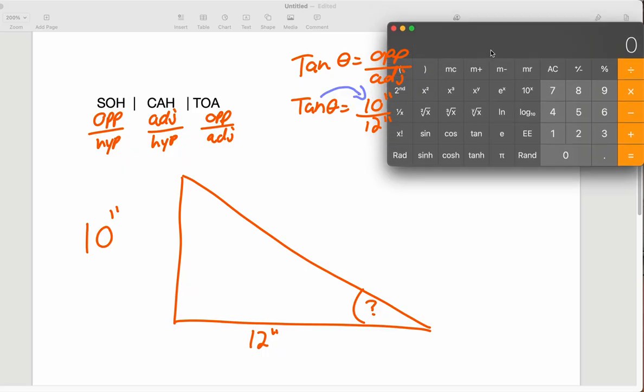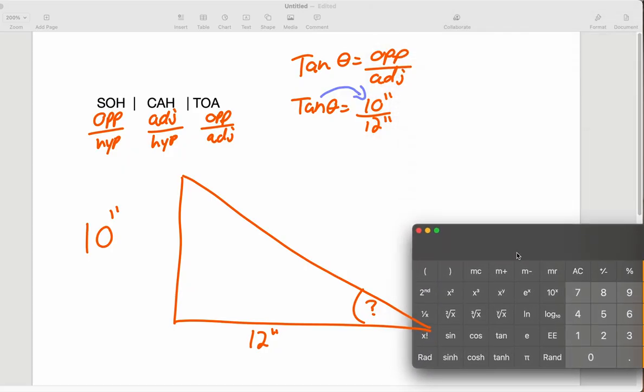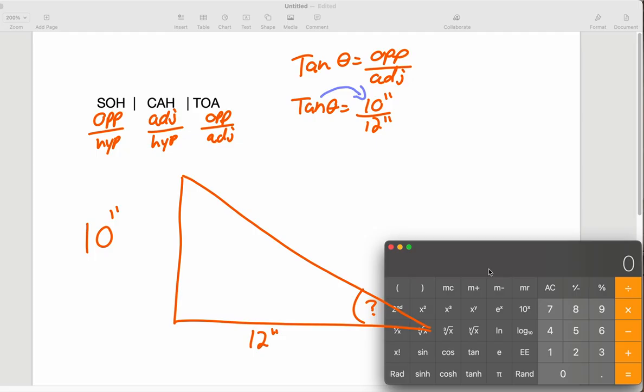Let's try and get this out of the way here. Sorry, not a lot of room on the screen. If we have our angle all alone, what we'll have is tan to the power of negative 1, and then we can put in brackets, if you want to, 10 divided by 12.